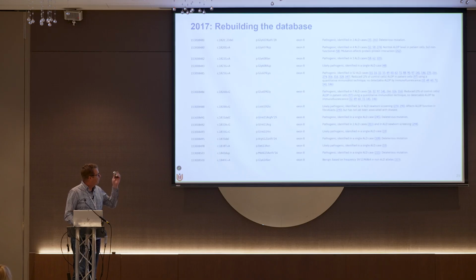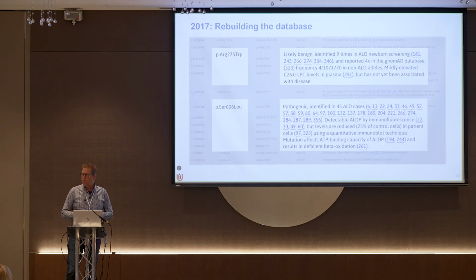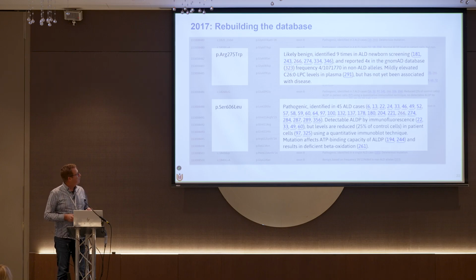And so the mutation table changed into this, and I will zoom into some. Here you see an example of two variants. It's not just numbers, but it tells you how many times a variant has been found, with all the references to all the publications. And there's also experimental data: the effect on the protein, or the C26 lyase activity, what we measure nowadays for diagnosis. So it's much more informative.